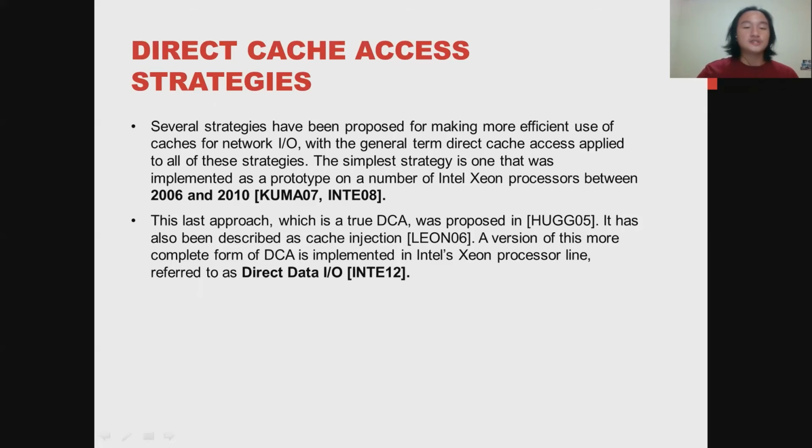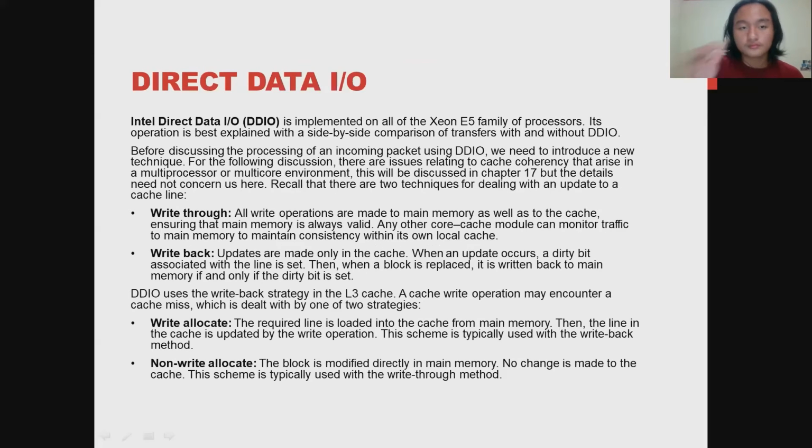This last approach, which is true DCA, was proposed in HUGG05. It has also been described as cache injection, LEON06. A version of this more complete form of DCA is implemented in Intel's Xeon processor line, referred to as Direct Data Input-Output, or DDIO, in INTE12.